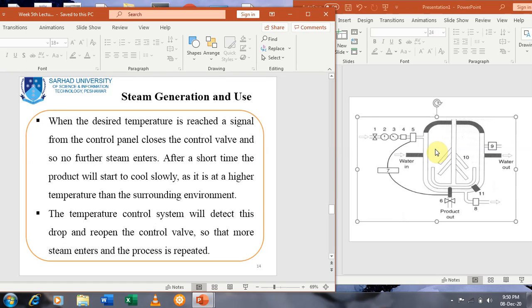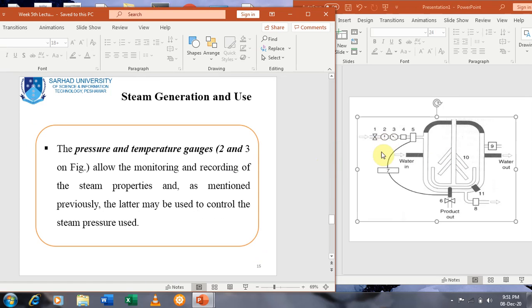When the desired temperature is reached, a signal from the control panel, that is control panel 7, closes the control valve, designated as 5, so there is no further steam entry inside the jacket. After a short time, the product will start to cool slowly as it is at a higher temperature than the surrounding environment. The temperature control system will detect this drop and open the control valve so that more steam enters and the process is repeated.